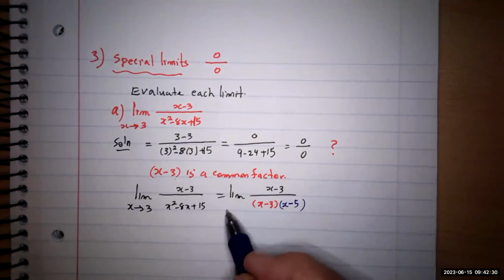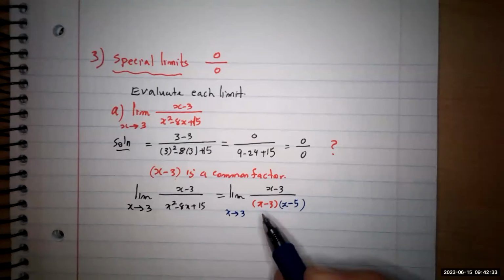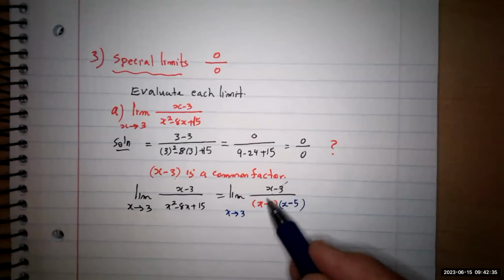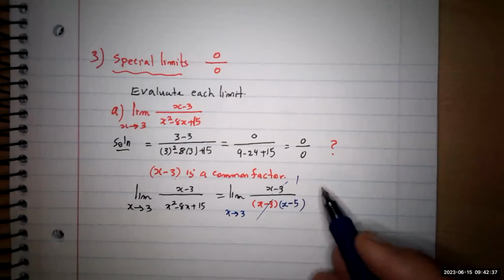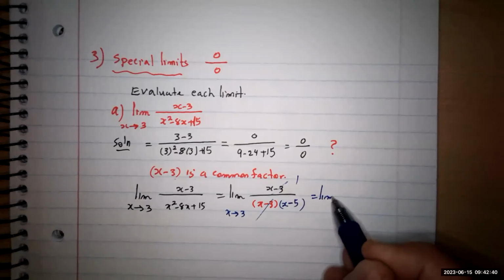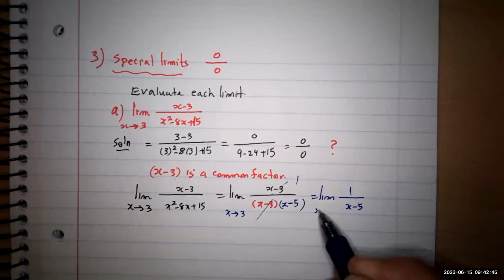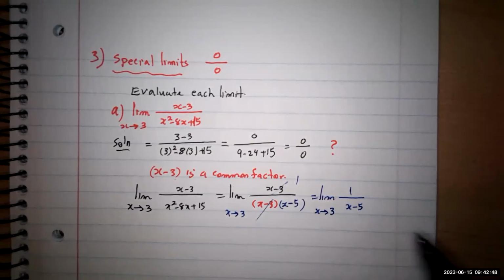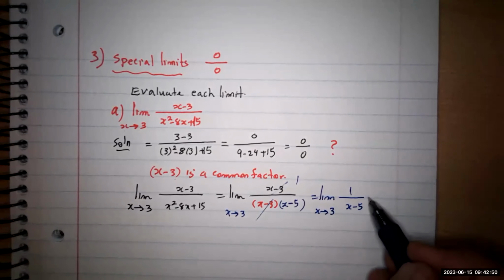And x goes to 3. So eliminate the common factor. When you divide, the leftover on the top is 1. So that gives you the limit of 1 on the top, x minus 5 down the bottom, as x goes to 3. Now this is the time that you substitute to get your result.